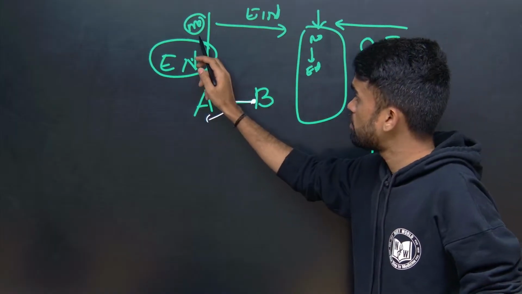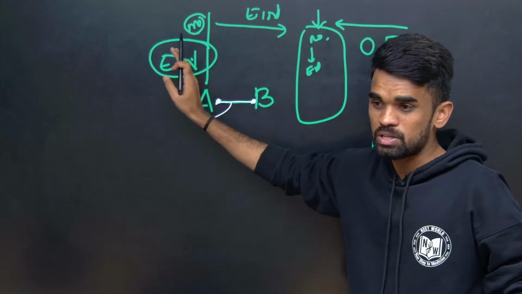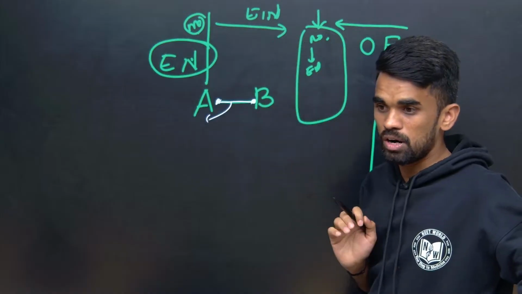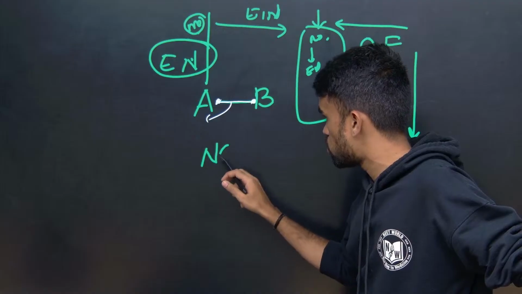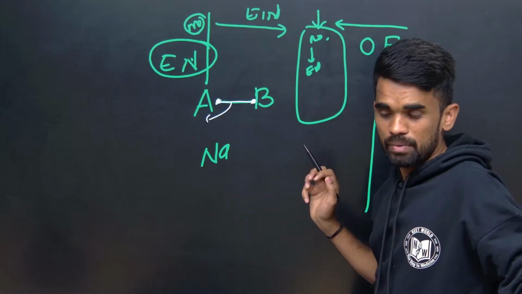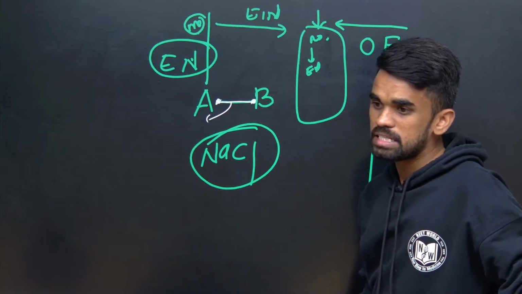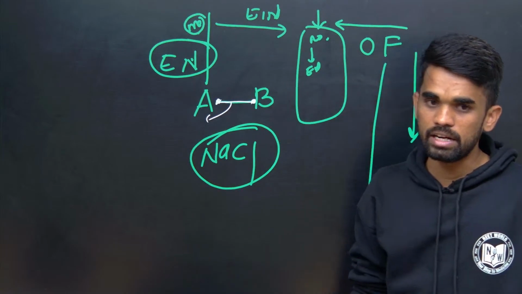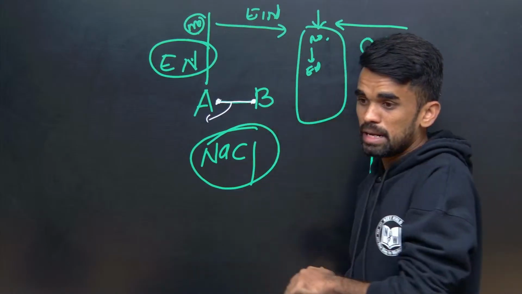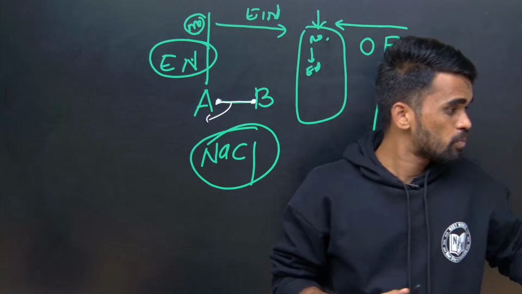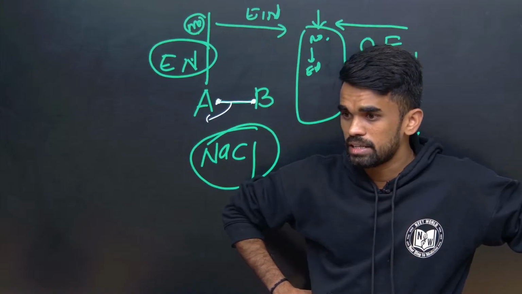The bond between a metal and a non-metal, an electropositive element and an electronegative element, will generally be an ionic bond. For example, electropositive metal sodium and electronegative element chlorine. What is the bond between them? It is an ionic bond, no? That's how you can understand the concept. This is the basic understanding of the periodic table, and we have a few more properties to discuss. We'll do that in the next class.